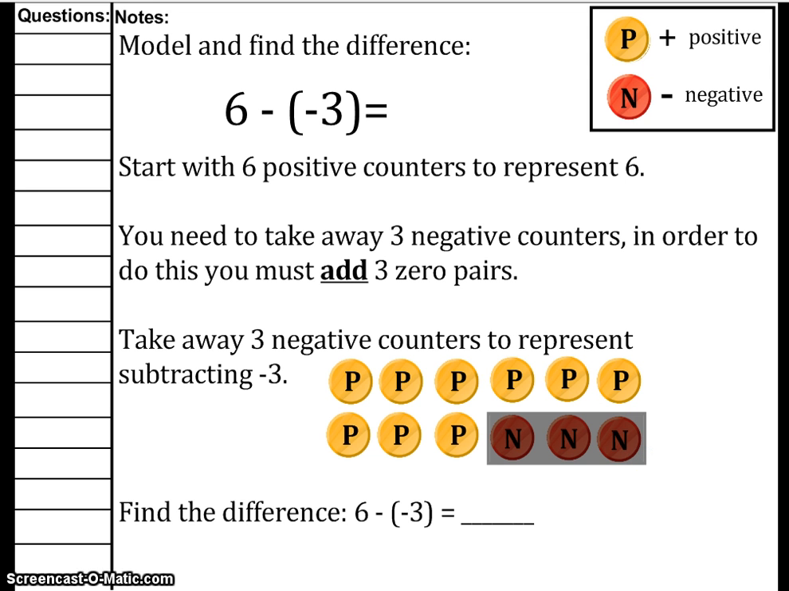Now that I've subtracted negative 3, how many counters do I have left? 1, 2, 3, 4, 5, 6, 7, 8, 9. And all the counters are yellow positive counters. So 6 minus negative 3 equals positive 9.